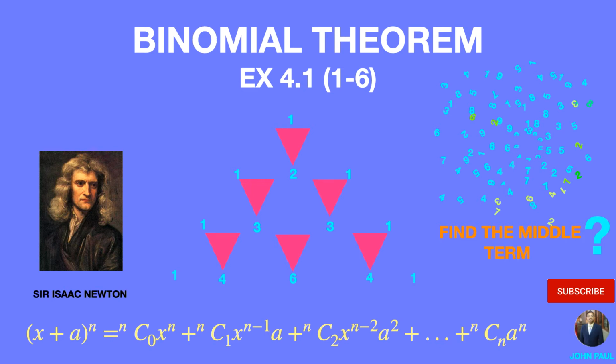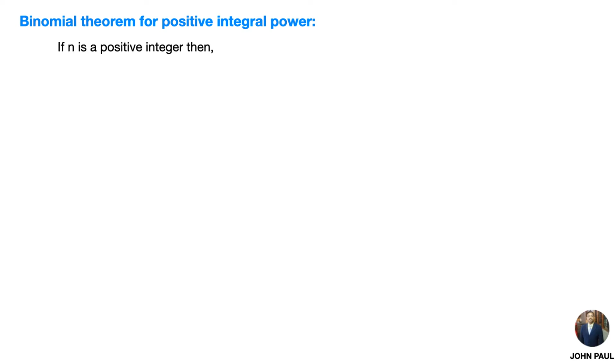Binomial theorem. Binomial theorem for positive integral power. That is, if n is a positive integer, then the binomial theorem is (x + a)^n = nC0 x^n + nC1 x^(n-1) a + nC2 x^(n-2) a^2 + ... and it goes till nCn a^n.